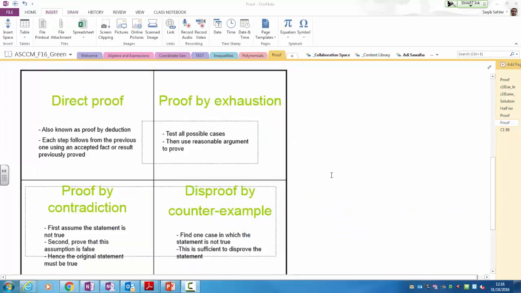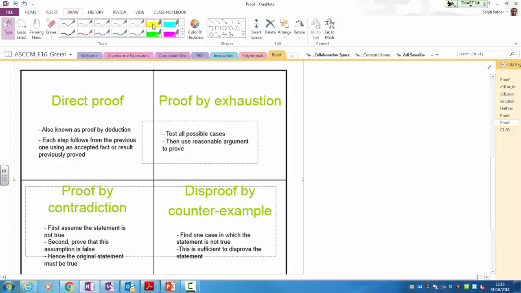It's worth noting there are different types of proof. There's a direct proof, also known as proof by deduction. We'll be doing that in C1. Mainly it is proof by deduction, where each step follows from a previous one using accepted facts or results. There's proof by exhaustion, where you test every possible case. If they say the numbers from 1 to 10 do this, you can actually test every single case.